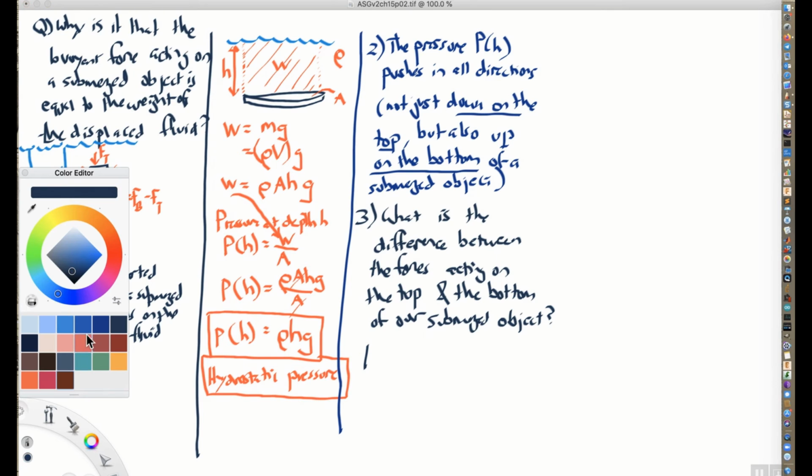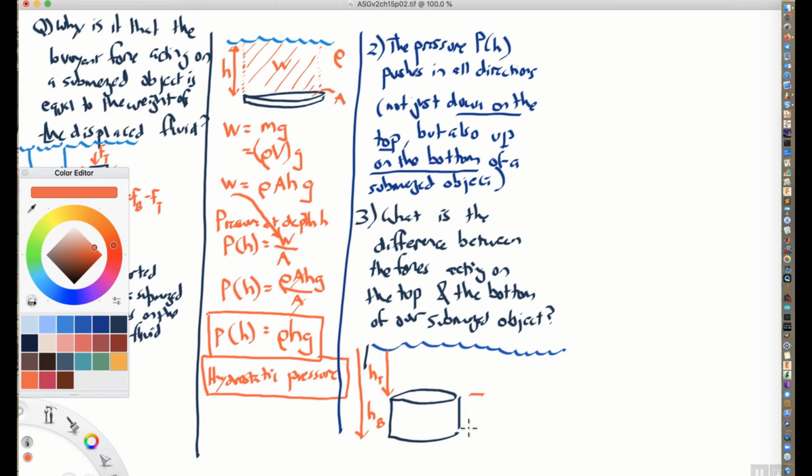Well, let me draw a picture. So let's draw some water here, and let's draw our submerged object. I'm going to draw it kind of in 3 dimensions here. Okay, so here is our object, and the top of it is at some depth ht, and the bottom of it is at a different depth hb. So maybe this is 1 meter under the water, and maybe this is 2 meters underwater. Those are the different depths.